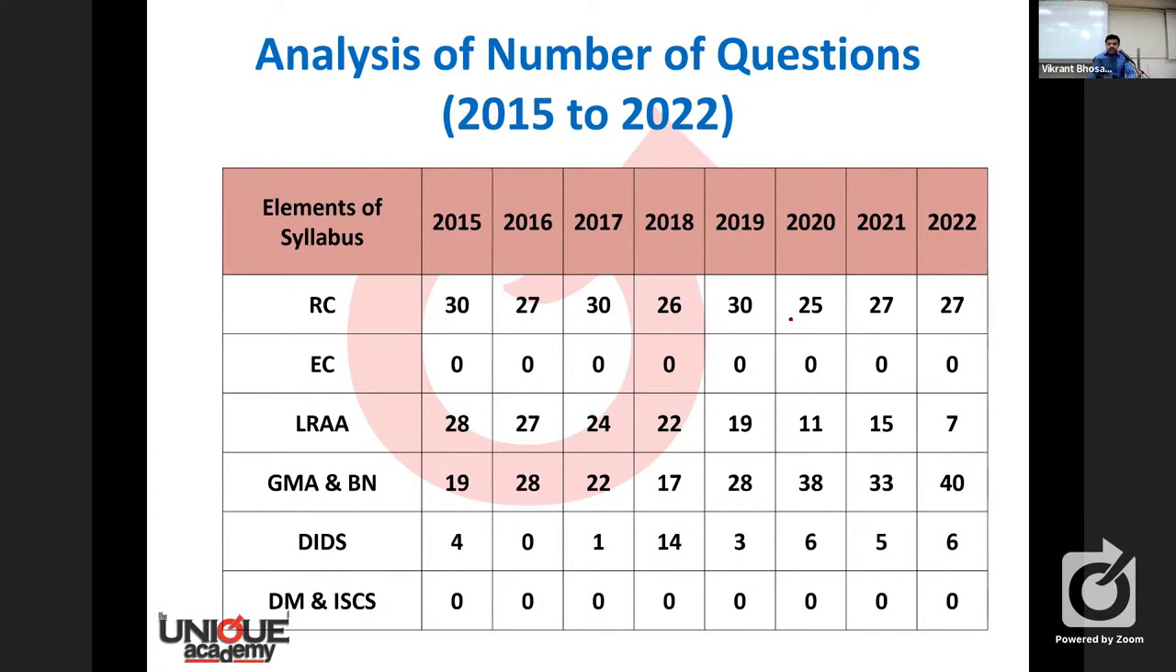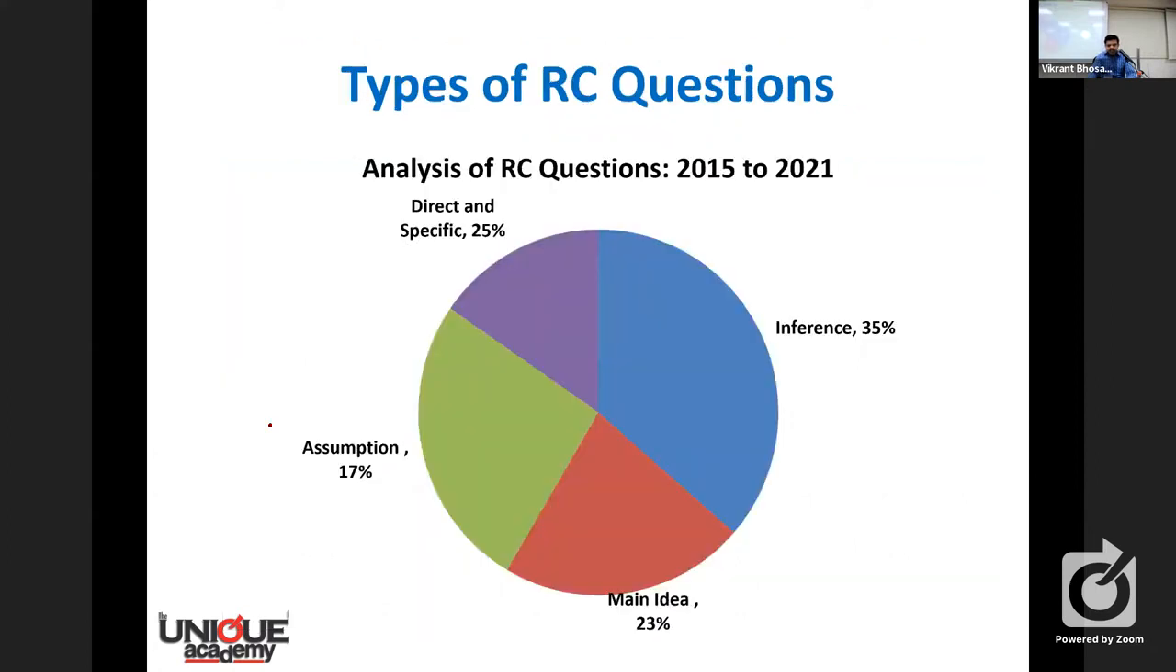Now we will look at some of the elements of strategy, one by one. So let's look at RC questions and write down the types of questions you need to deal with in RC. These are the four categories of questions which are asked in RC. Inference is the dominant part of the questions. Do you know the meaning of inference? Inference is something which is not directly given in the passage. You need to figure it out by looking at the passage. It's like reading between the lines. Then main idea, assumption, and direct and specific questions. All right.